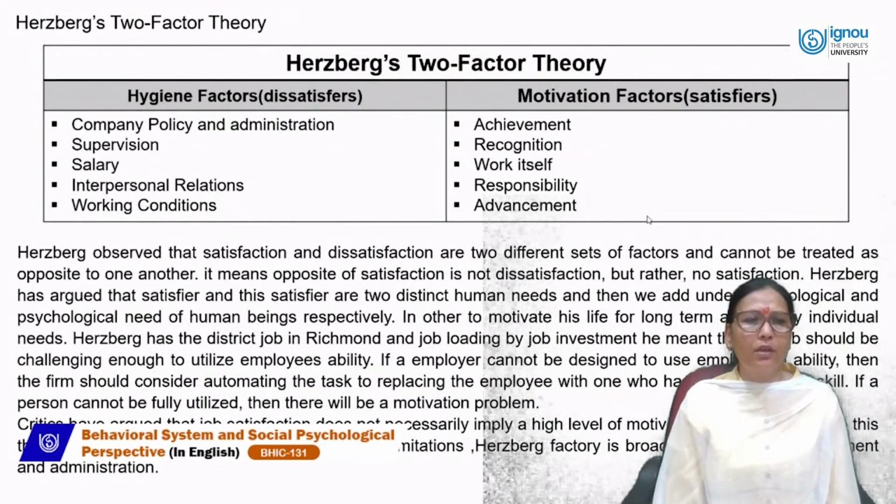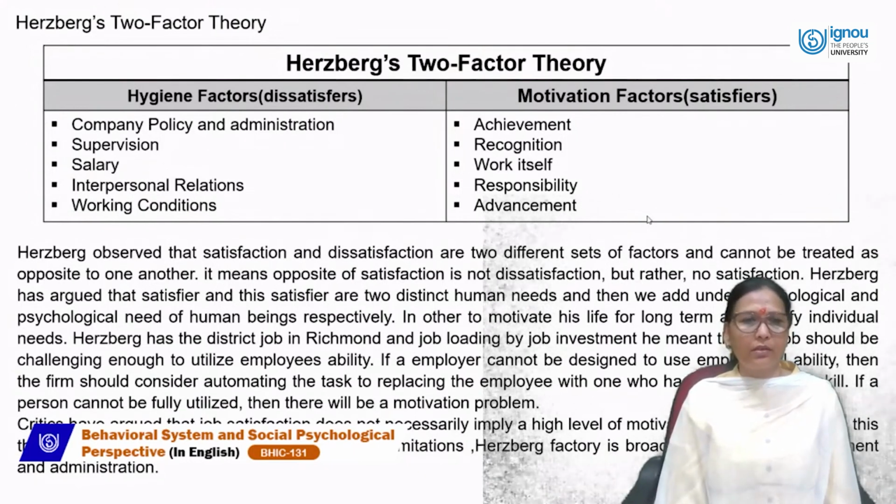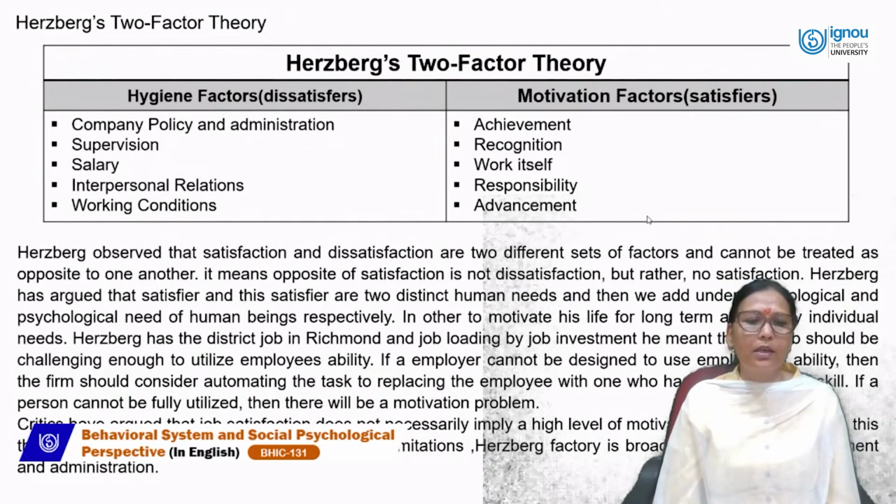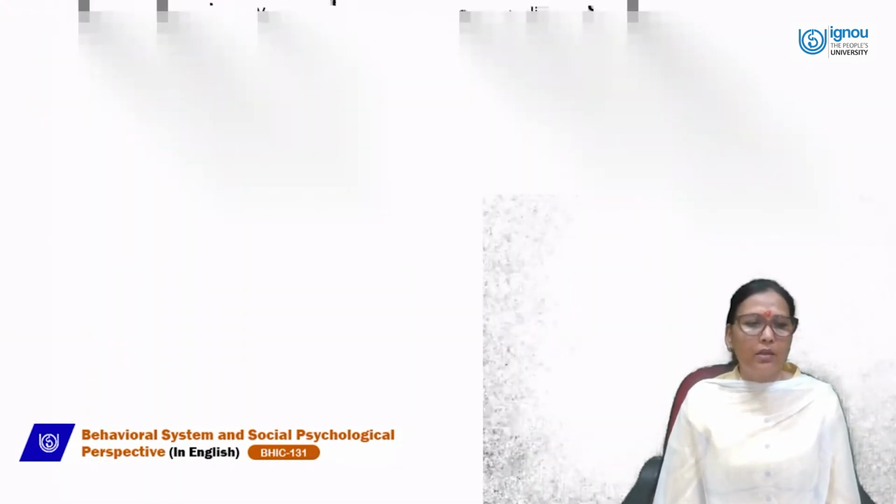Herzberg's two-factor theory consists of dissatisfiers and motivation factors. Herzberg observed that satisfaction and dissatisfaction are two different sets of factors and cannot be treated as opposite to one another. It means the opposite of satisfaction is not dissatisfaction, but rather no satisfaction. Herzberg argued that satisfiers and dissatisfiers are two distinct human needs, addressing the psychological needs of human beings respectively.